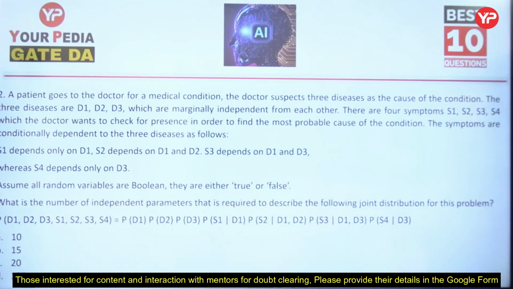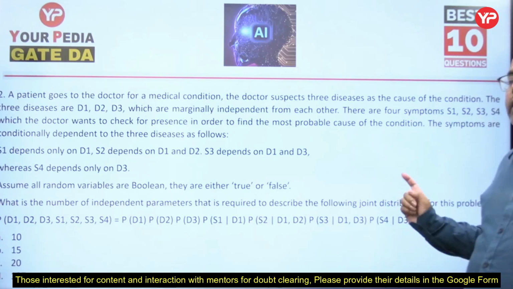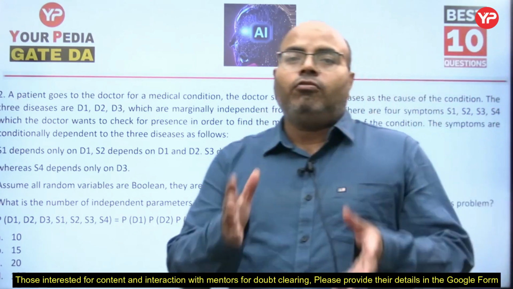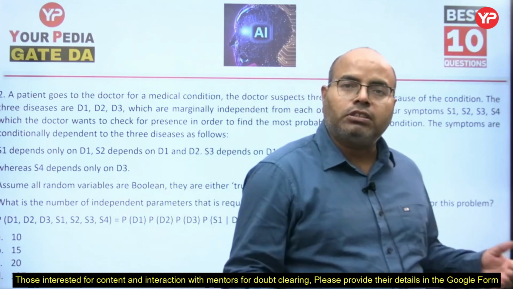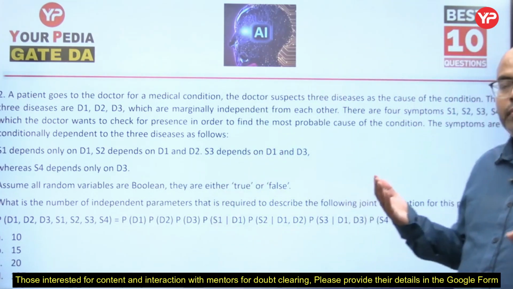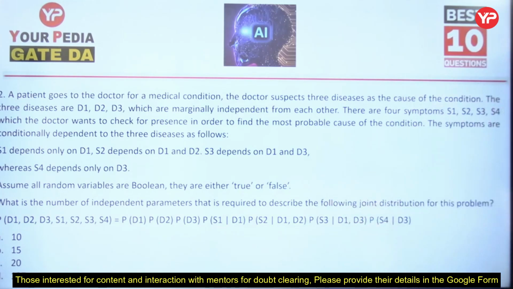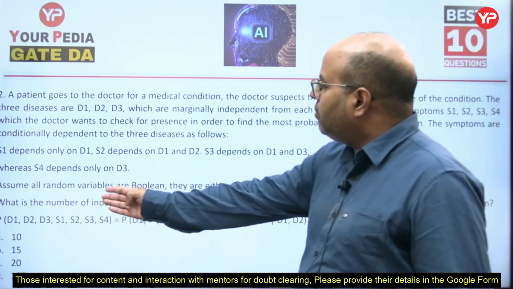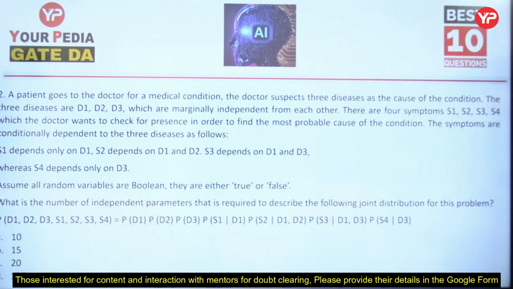Now assume all random variables are Boolean, either true or false. What is the number of independent parameters required to describe the following joint distribution? Joint distribution is very important in Bayesian networks. You can do all types of inference, approximate and exact, using this joint distribution. The formula is given: probability of D1, D2, D3, S1, S2, S3, S4 is probability of D1, probability of D2, probability of D3, since they are independent, then probability of S1 given D1, probability of S2 given D1, D2, probability of S3 given D1, D3.